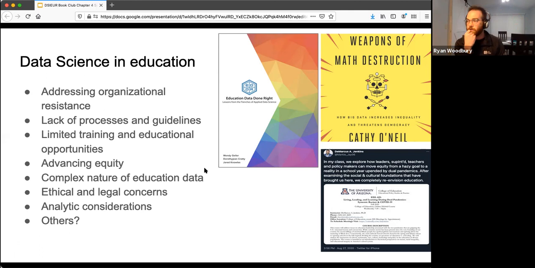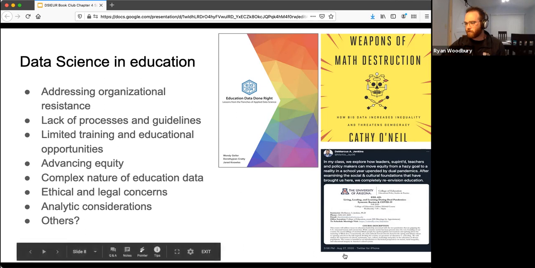Cathy O'Neil has written a book called Weapons of Math Destruction, where she does have an example in education using a value-added model. So she talks about what weapons of math destruction are and how they could be quite detrimental to education, in that particular chapter.